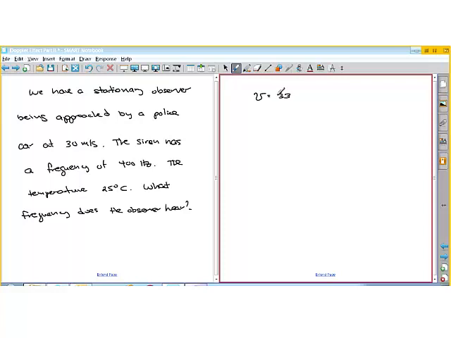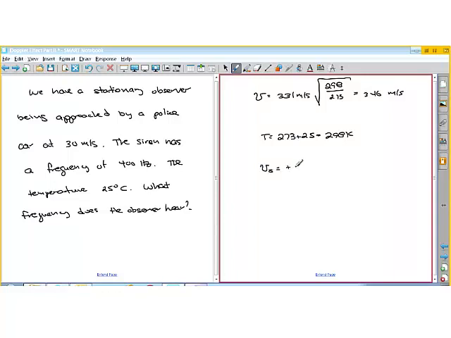So we have a couple things to do. We need to calculate the speed of sound, which is 331 meters per second times the square root of T. T is going to be equal to 273 plus 25, which is 298 Kelvin. So we get 298 over 273, and we do the calculation. 331 times the square root of 298 divided by 273, 346 meters per second. So that's V.